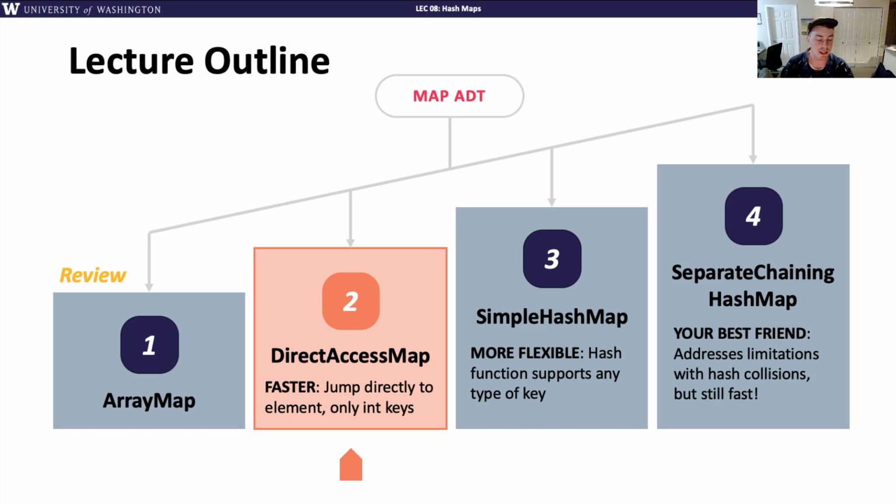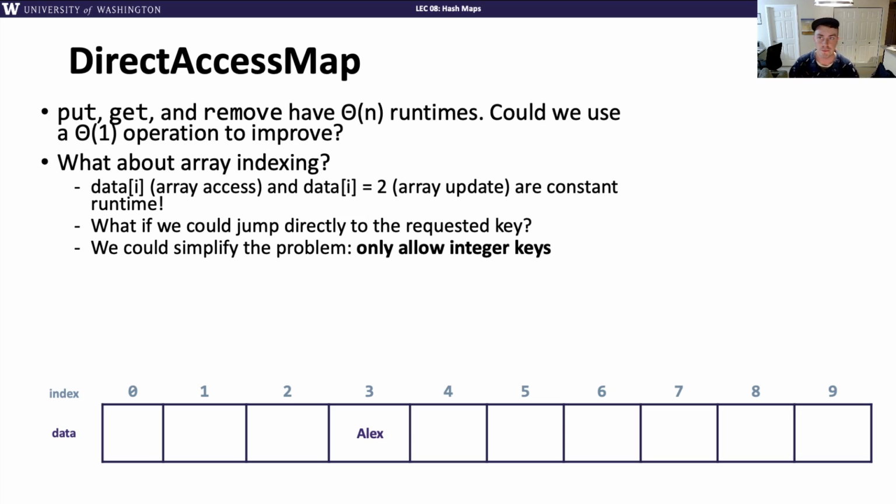called DirectAccessMap. Now let me remind you, for your project, you're only implementing array map and that last one, separate chaining hash map. These two in the middle are stepping stones to get us to all the ideas in separate chaining hash map. So we're not going to implement these middle two directly. So here's the idea of DirectAccessMap.